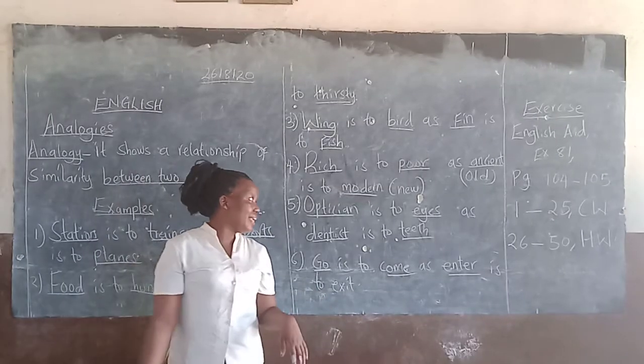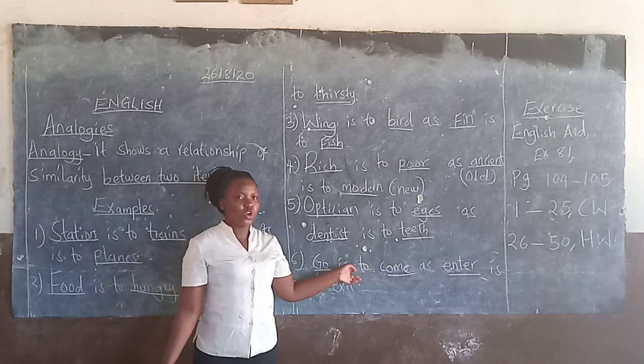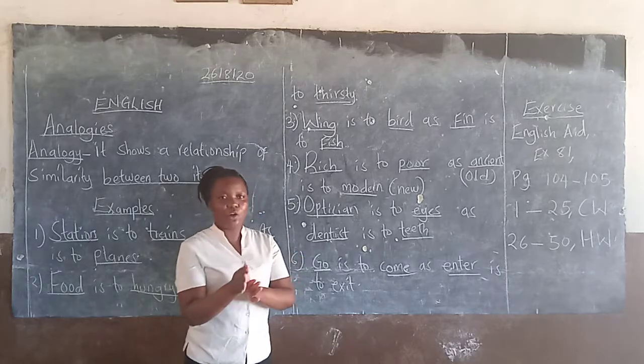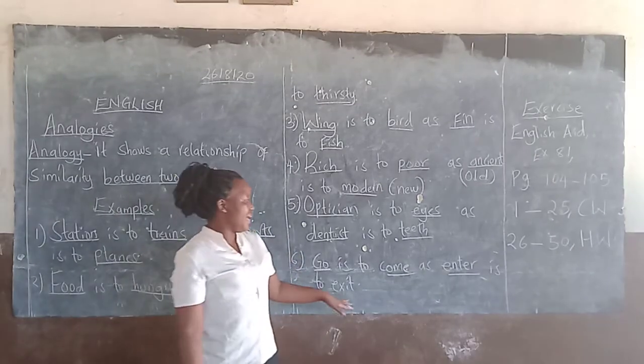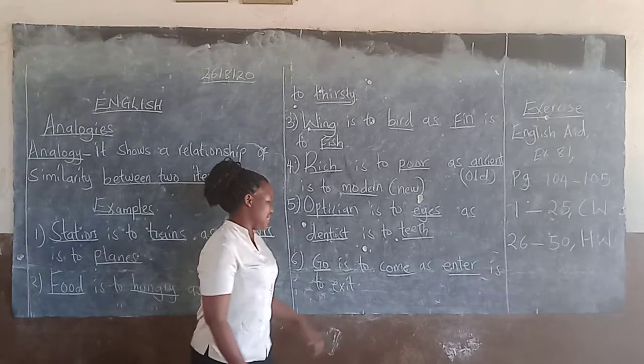Then we can have another example here. Go is to come. So that is an opposite. Then as enter is to exit.